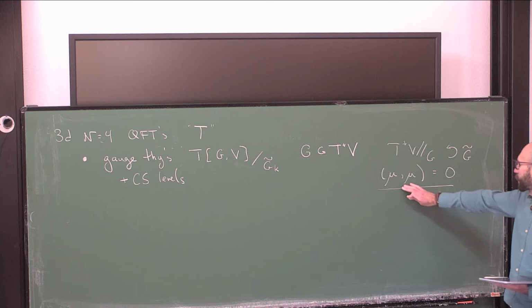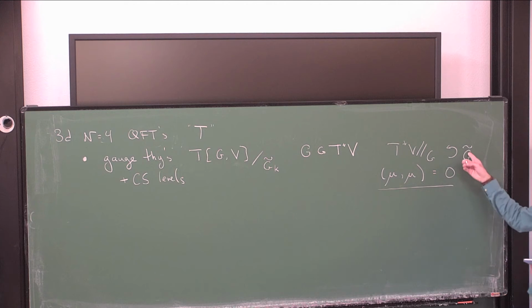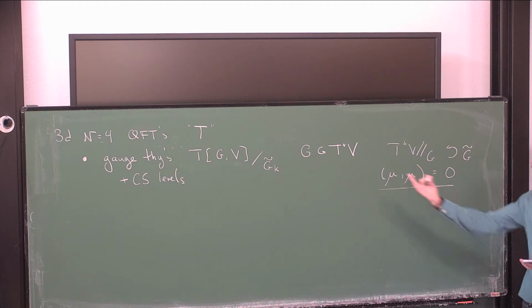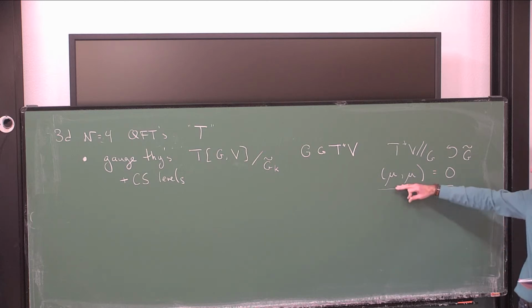So this is from work of Gaiotto and Witten. With respect to which pairing? Sorry? With respect to which pairing? The Cartan pairing on the Lie algebra of G dual. What's the Cartan pairing? So in order to define a Chern-Simons term, you need to choose a bilinear form. Okay. And it's the inverse of the bilinear form that is being used to contract the moment map.